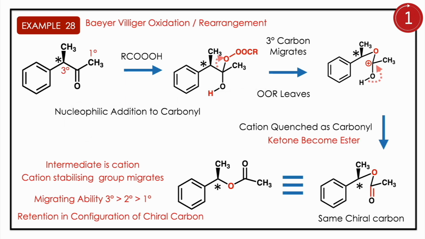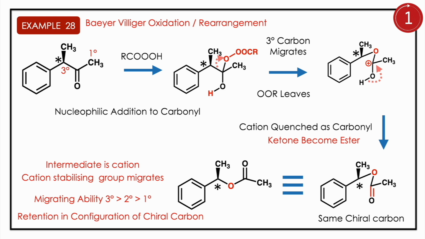Here the starting material is a ketone. You are using the peracid. So Baeyer Villiger oxidation reaction. Nucleophilic addition on the carbonyl forms a new CO bond and OH, which makes the carbon atom unstable. So one carbon should migrate. Which will migrate? The cation-stabilizing carbon migrates. Here a tertiary carbon and a primary carbon are there. Tertiary migrates. So you have chiral carbon migration.